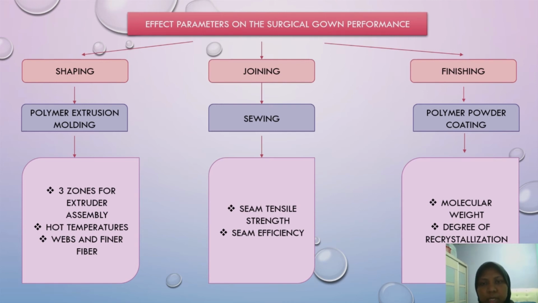Lastly, for the finishing, we choose polymer powder coating. The parameters are molecular weight and degree of recrystallization. For example, the degree of recrystallization affects the hardness and density of material. The higher the degree of recrystallization, the higher the hardness and density of material.